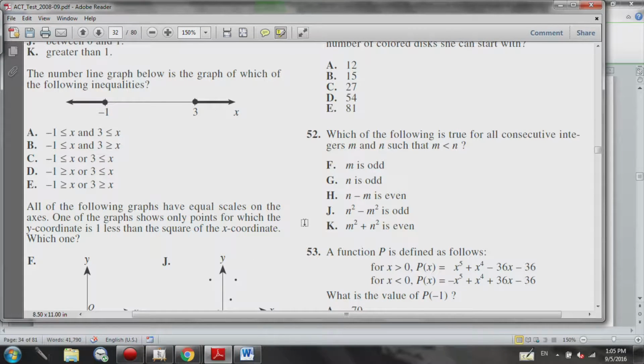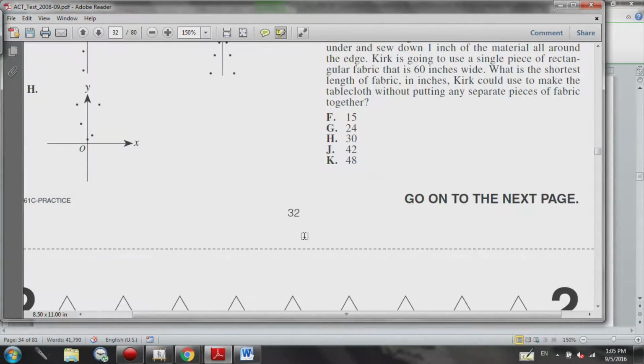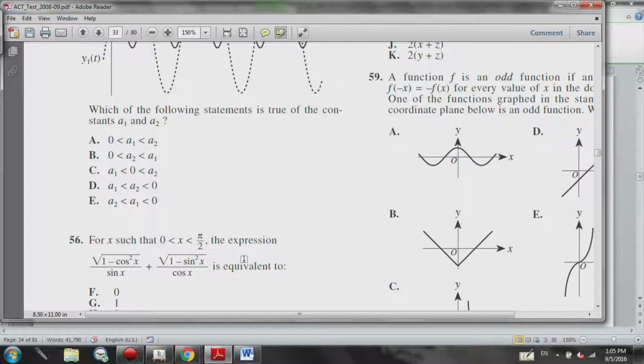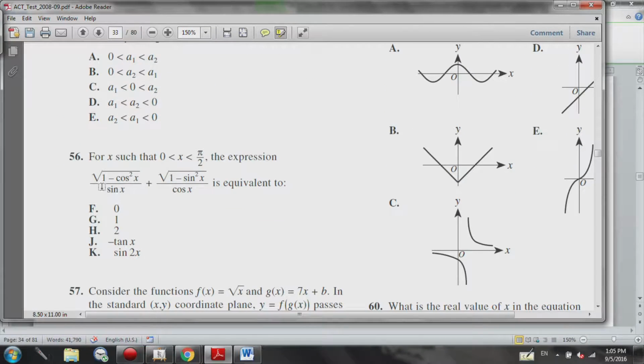Question 57. Almost there. Question 56. For x such that x is between 0 and pi over 2, the expression here is equivalent to what? This looks like a very scary expression. Oopsie daisy, I didn't mean to do that. I don't know how to undo this. Edit, undo. Okay, so it looks kind of scary, but it's not as scary as it looks if you know a few basic things.